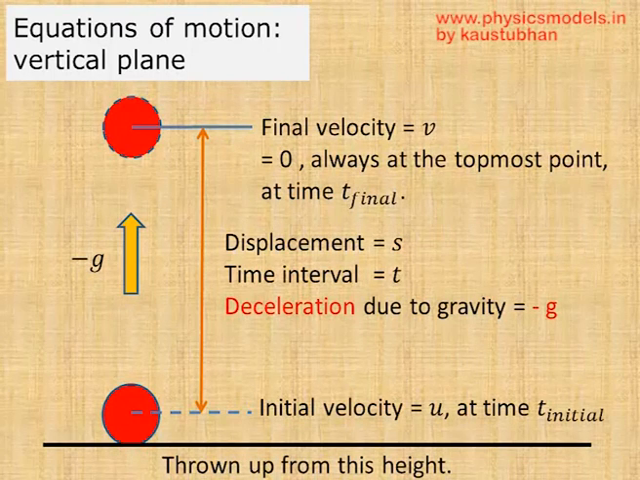Now if a ball is thrown upwards, the main thing to remember is that it's acting against gravity, so the acceleration equal to minus g, or the deceleration is g. And the ball, or the object, will always come to a standstill at the top of its flight before it starts to fall down again. So the displacement is, as usual, s, or height h, doesn't matter what symbol we use. The time interval is t.